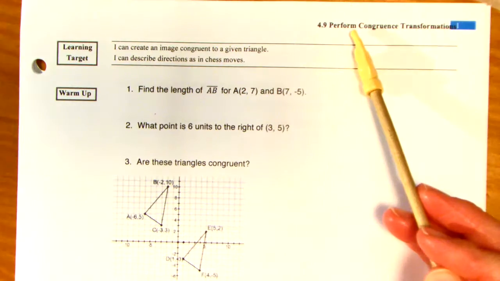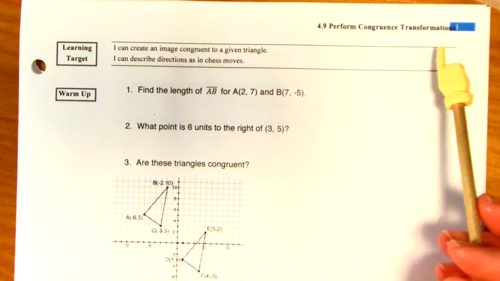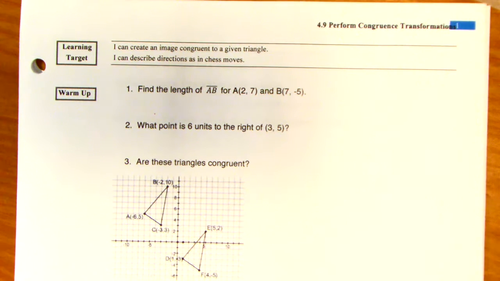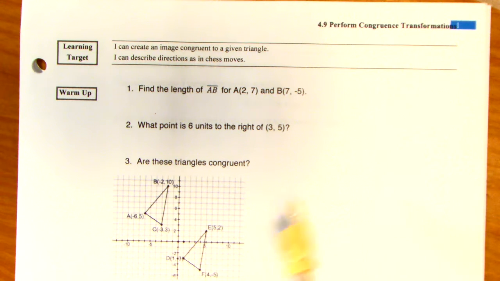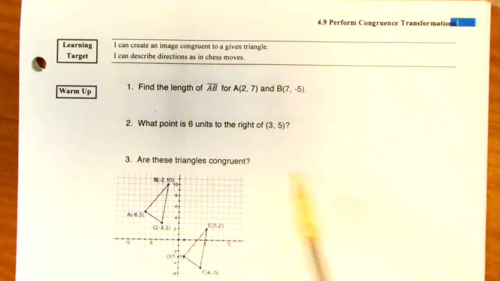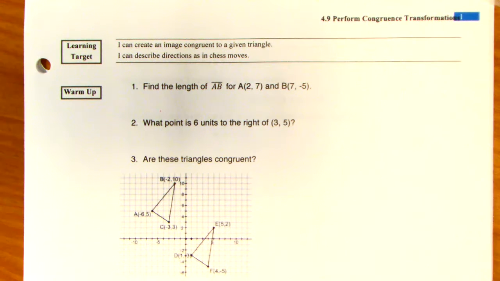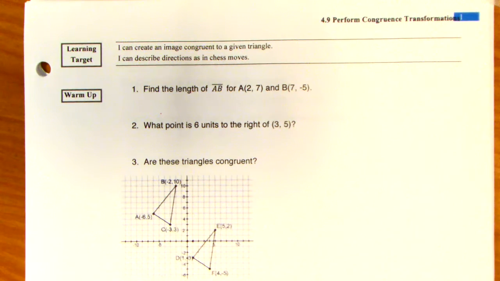Hello, geometry. Welcome to 4.9, perform congruence transformations. This is where we're going to slide figures from one spot to another, or we're going to reflect them, flip them over, or we're going to spin it around, rotation. So we're not going to do the dilations yet. We're also going to hit this a little bit later in the book, probably more intensely. So this is just like a brief summary. It's actually a detailed brief summary, if that makes any sense.